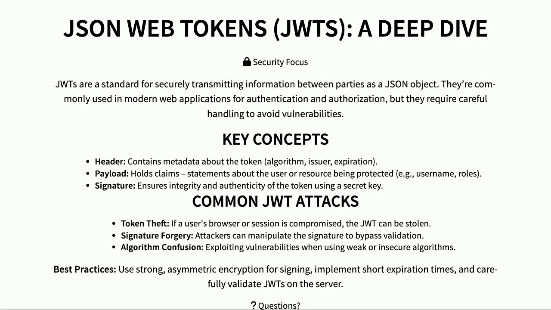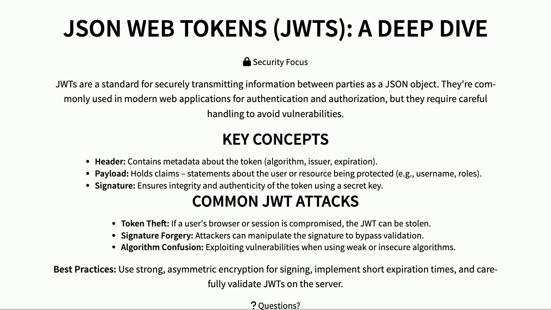Let's talk about JSON Web Tokens, or JWTs. They are a super popular way to securely share information in web apps, particularly for logging users in and making sure they have access to the right things. Think of them like digital badges that contain claims, basically statements about who you are and what you can do. They're made up of a header, payload, and signature, all designed to keep things secure.